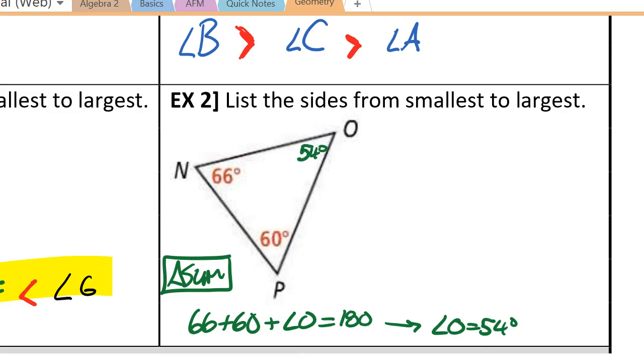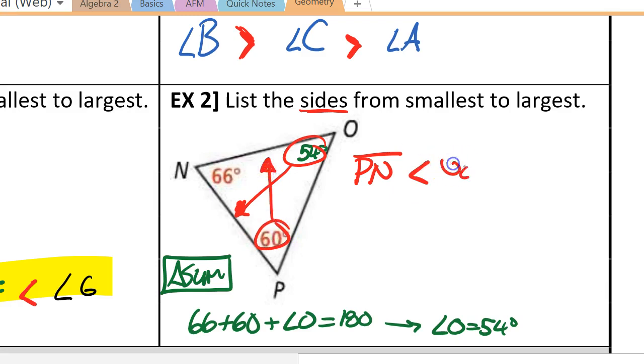Okay, now in terms of listing my side lengths from smallest to largest, I know the smallest side is opposite the smallest angle. 54 here is the smallest angle, so that means that P is going to be my smallest side. The next biggest angle is 60. The side opposite that is going to be the middle side length. And that leaves my largest angle, 66. The largest side is O.